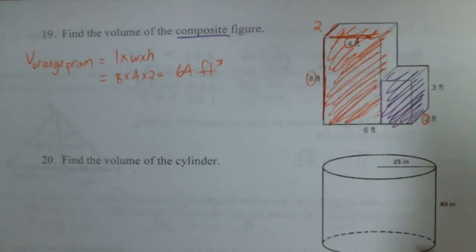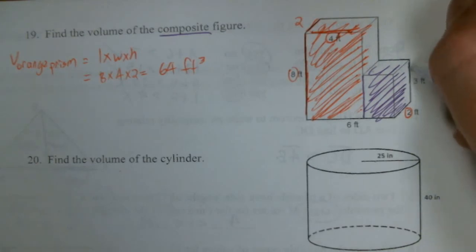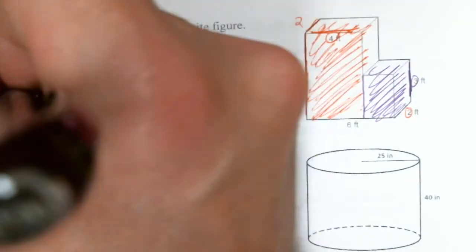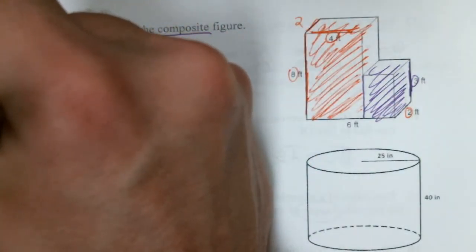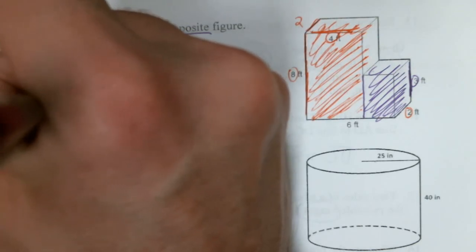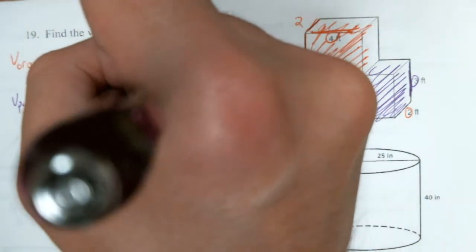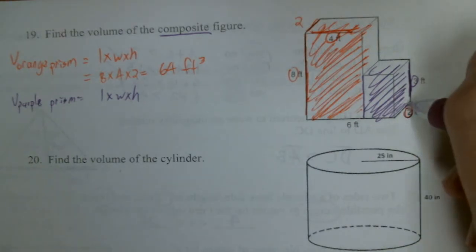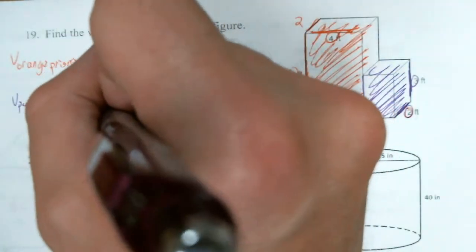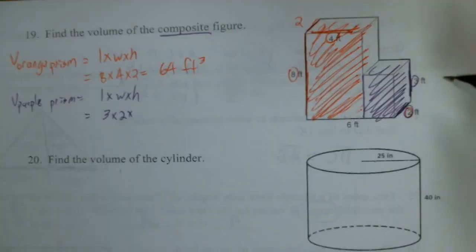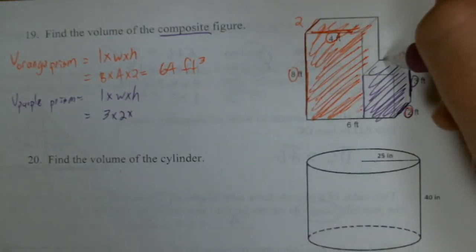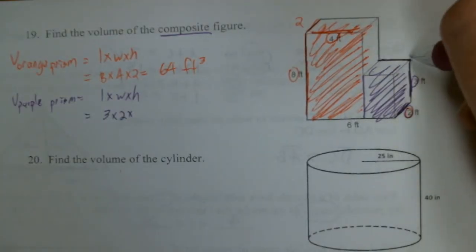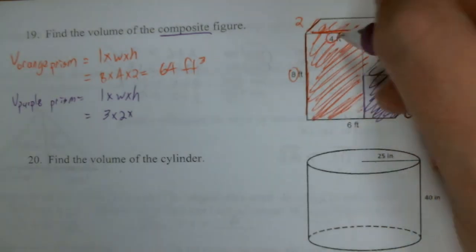Now for the purple one, it's not so easy. I do have the height, that's the 3. So the volume of the purple prism is also length times width times height. I have the height and I also have the width, the 3 and the 2. 3 times 2 times... okay, but what is this length here?